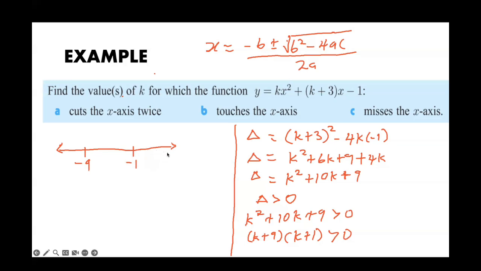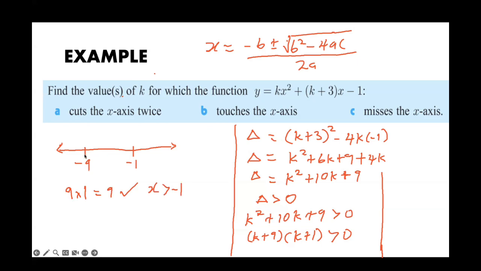I'll investigate with 0. We'll see that if we put 0 in place of k, then this is going to be 0 plus 9, which will give 9, times 0 plus 1, which is 1. So if we multiply this, we get +9, and +9 is greater than 0. It means that the set of values x greater than -1 satisfies the inequality.